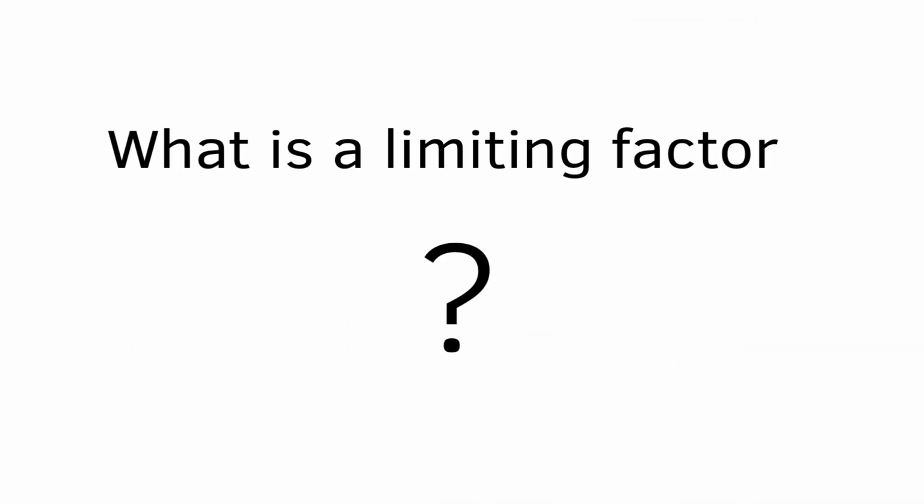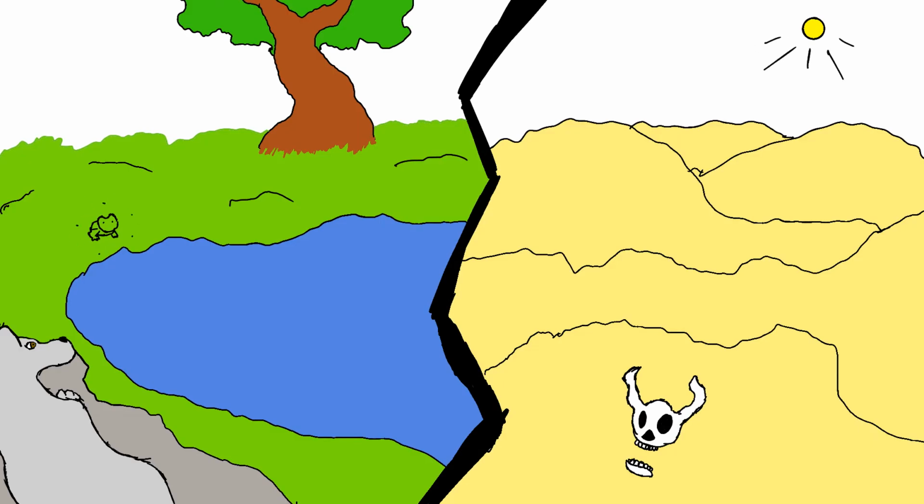What is a limiting factor? A limiting factor can be simplified as a variable that helps determine how much of an organism there can be in an ecosystem. Many factors that encompass ecosystems affect the population of a species.